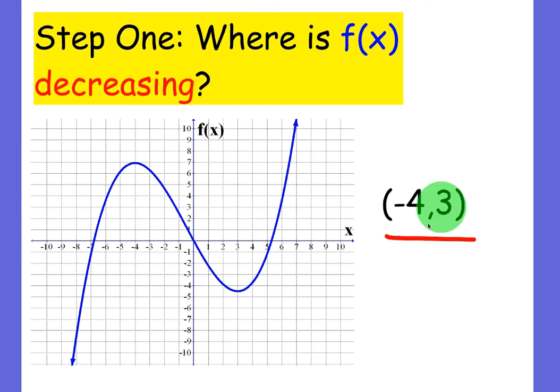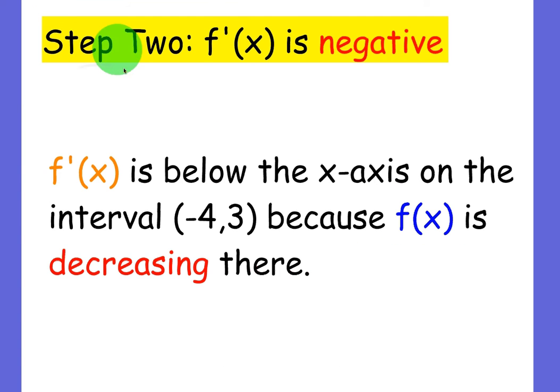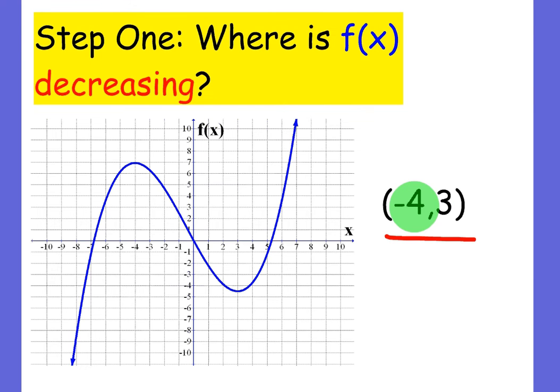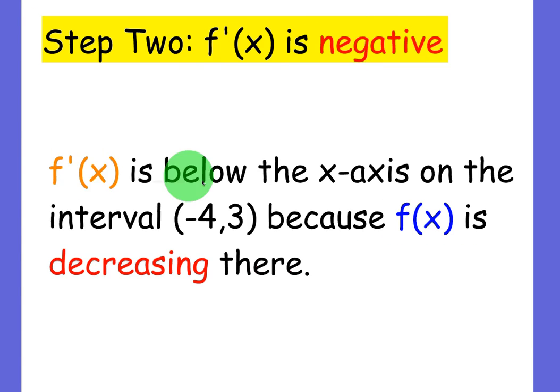Now, the question we're going to ask now is, how does this influence the graph of the derivative? Well, wherever the original graph decreases, f prime is negative. Why is that? Well, remember that the derivative of a graph is the slope of the tangent line. So if our slopes are negative right here, from negative 4 to 3, then the derivative must be negative, right? The derivative is the slope of the tangent line, so the slopes of the tangent lines are negative, and the derivative is negative. So for step 2, f prime of x is below the x-axis on the interval negative 4 to 3, because f of x is decreasing there.